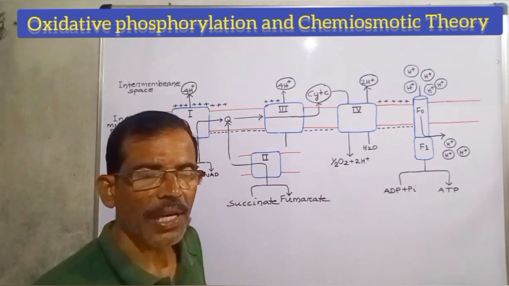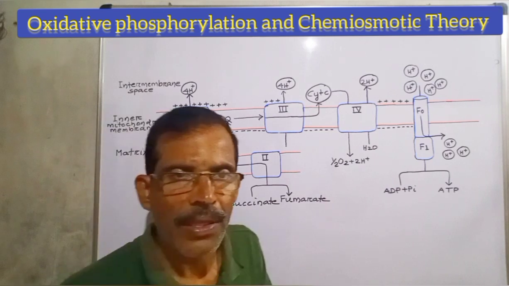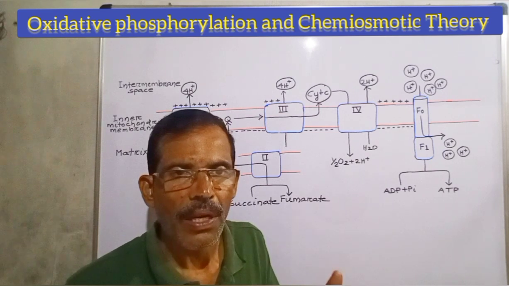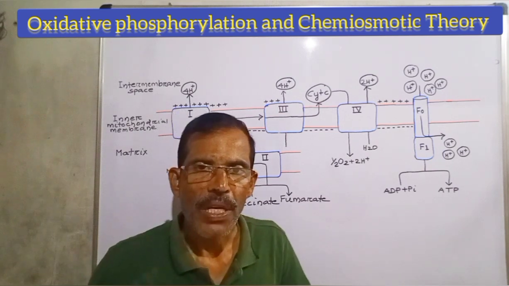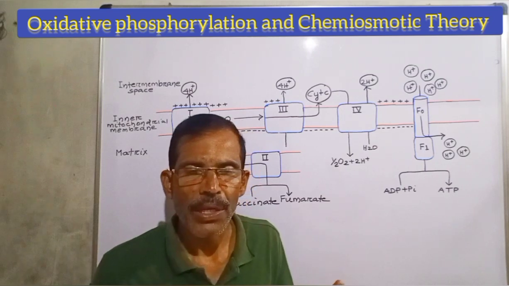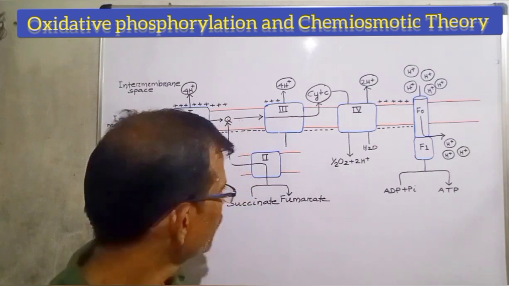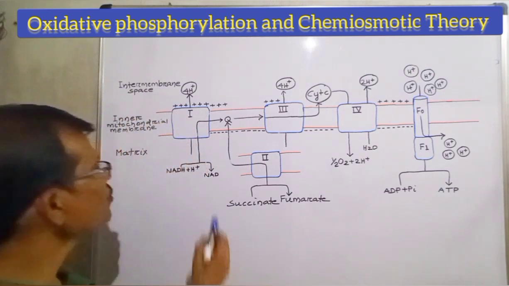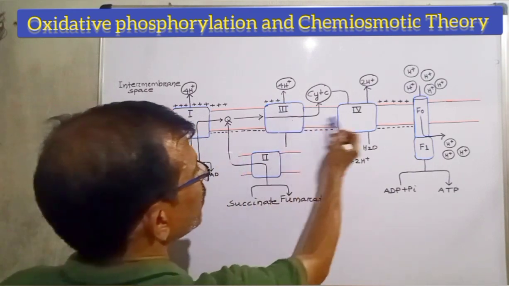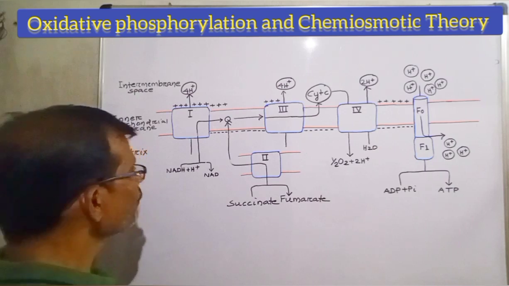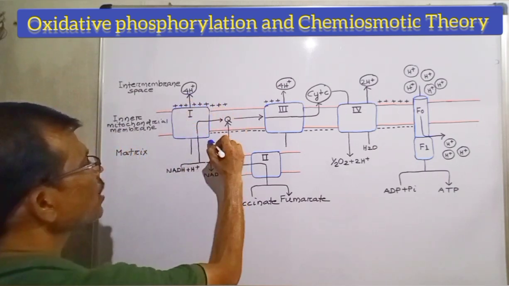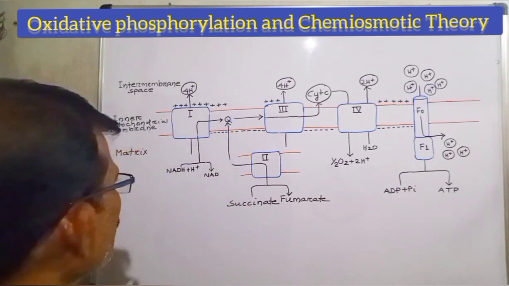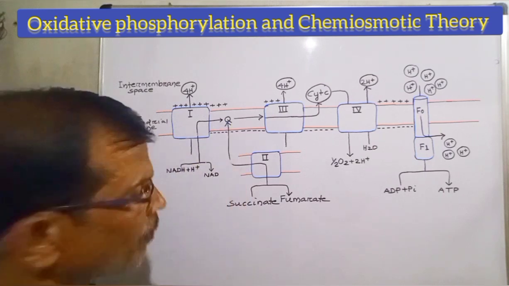In eukaryotes, the respiratory chain is located in the inner mitochondrial membrane, hence it is also called the mitochondrial electron transport chain. Whereas in prokaryotes, the respiratory chain operates in the plasma membrane. The electron carriers of the respiratory chain are organized into 4 supramolecular complexes. Out of them, complex 1, also known as NADH ubiquinone oxidoreductase, transfers electrons from NADH to ubiquinone.